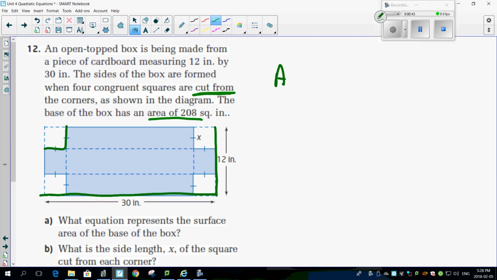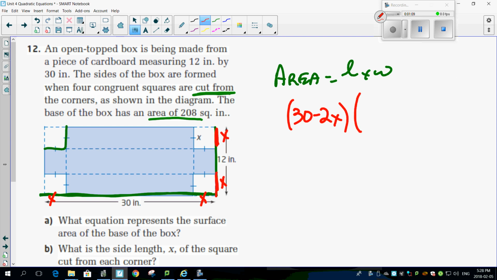Well, area I know. Area is length times width, but the length is not 30. If you think about it, the length lost an x value here and lost another x value here. So the length is 30 minus 2x, right? And then this here, that's an x value and then that's an x value. That means the width, which was 12, lost 2x values as well. The area then being 208 square inches.